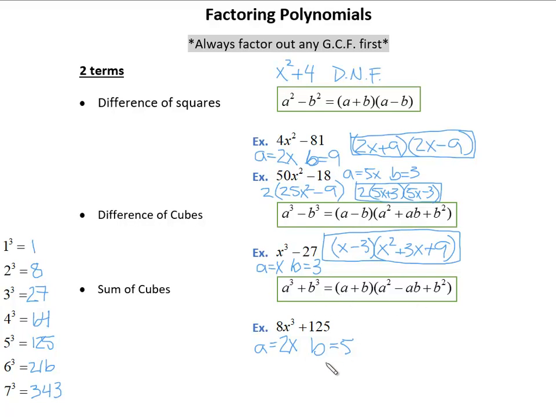Okay, following this pattern, I'll write it down here. We have a plus b, 2x plus 5, times a squared, 2x times itself twice. So 2x times 2x is 4x squared, minus a times b, so I'm just putting the minus, it's part of the formula. 2x times 5 is 10x, plus b squared. So plus 5 times itself twice is 25.